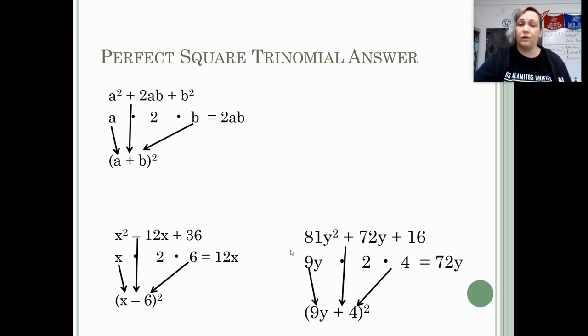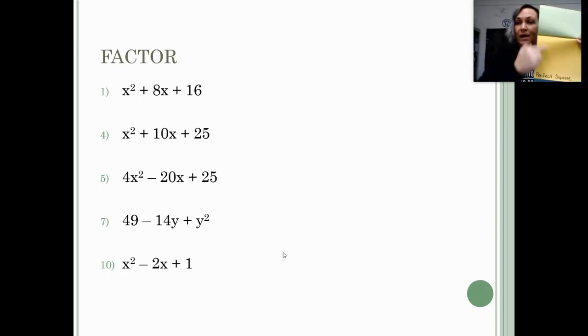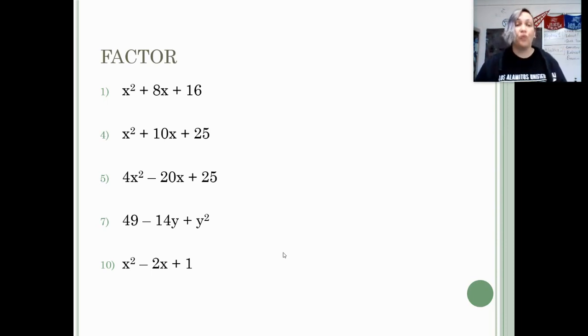Okay, now that we know how to write an answer, let's go back to our try on your owns. You had written 10 try on your owns down here. And in our first video, we identified 5 of them that were perfect square trinomials. So what I would like you to do now is go to the 5 problems that we said yes to and write your final answer. They were problems 1, 4, 5, 7, and 10. Pause the video, try it on your own, and when you're ready to check, restart.